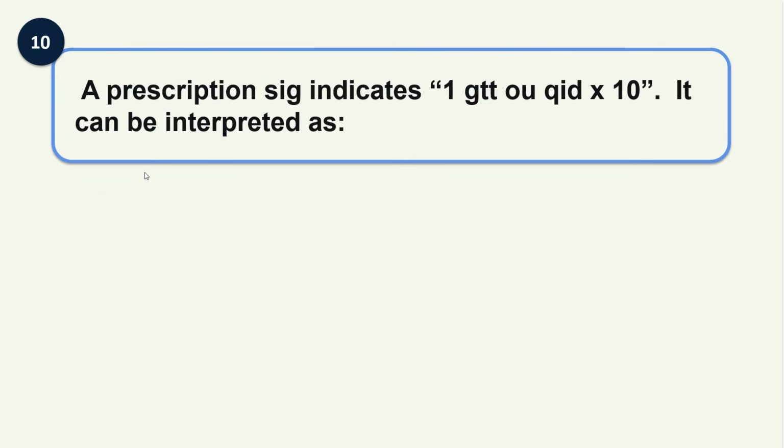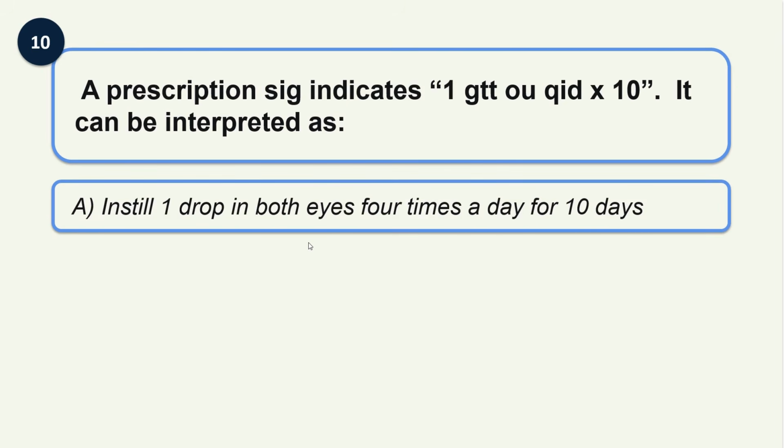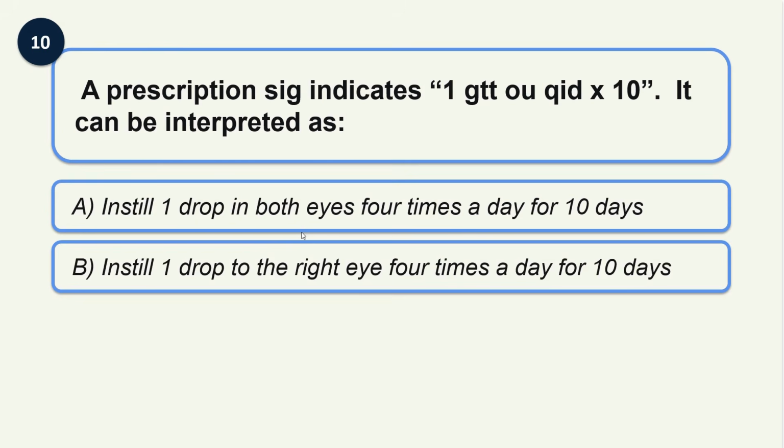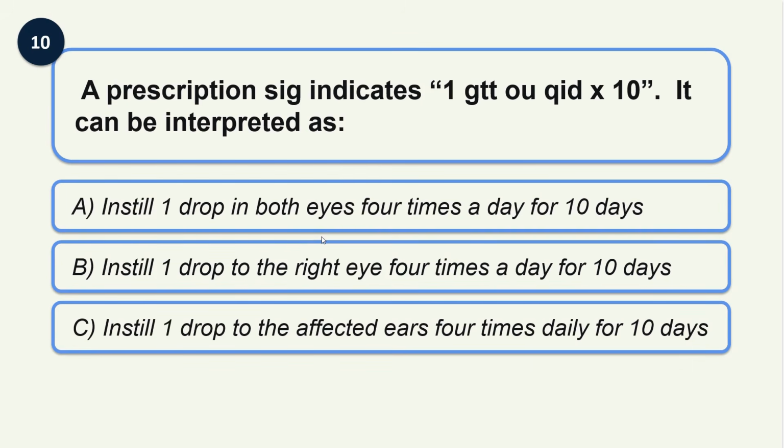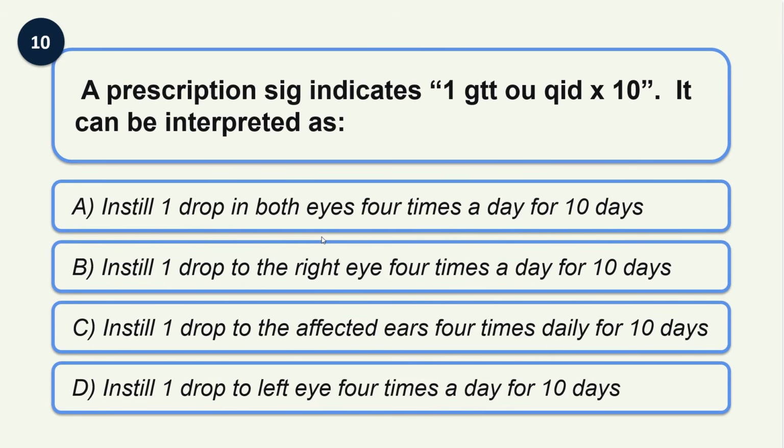Next, a prescription SIG indicates 1 GTT OU QID 10. It can be interpreted as: A. Instill 1 drop in both eyes 4 times a day for 10 days. B. Instill 1 drop to the right eye 4 times a day for 10 days. C. Instill 1 drop to the affected ears 4 times daily for 10 days. D. Instill 1 drop to the left eye 4 times a day for 10 days. Correct answer is A.